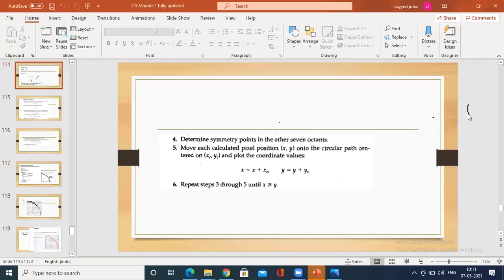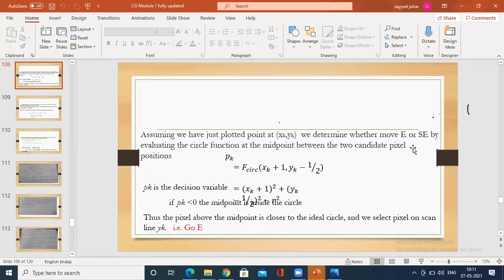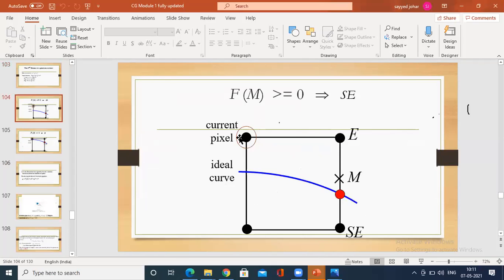In fact, in the PPT, much more was there. That is, how do you select an E point or SE point? This was here. See this like this. So this is the current value. Which one point will be selected, whether E or M, based on the decision parameter.